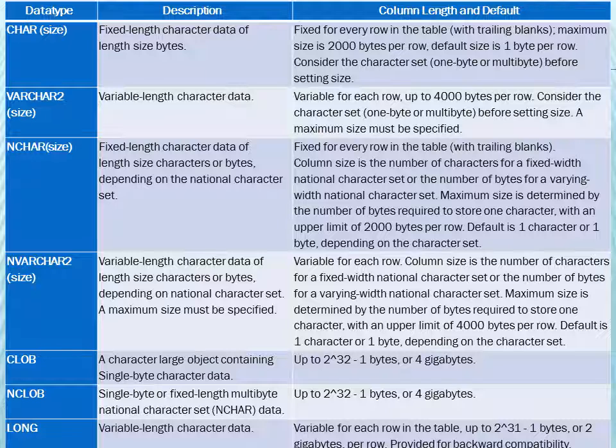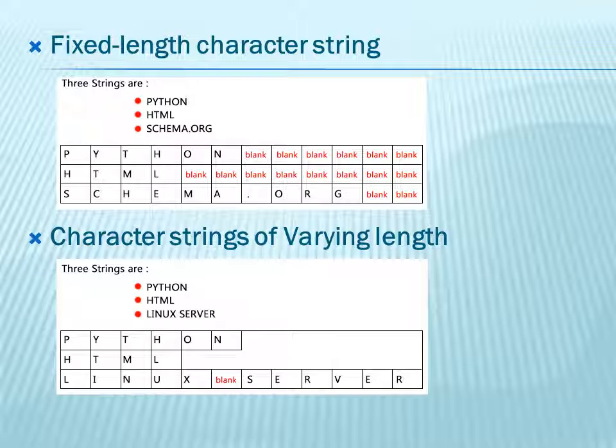Next is long. Long is a variable length character data, up to 2 gigabytes per row in a table, provided for backward compatibility. Let's see the example for char and varchar2. Char is a fixed length character string, whereas varchar2 is a character string of varying length.